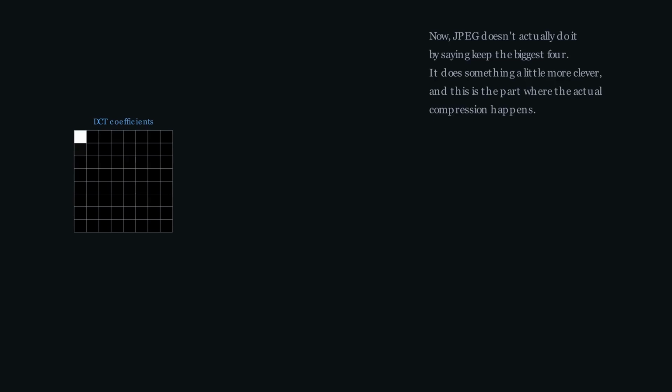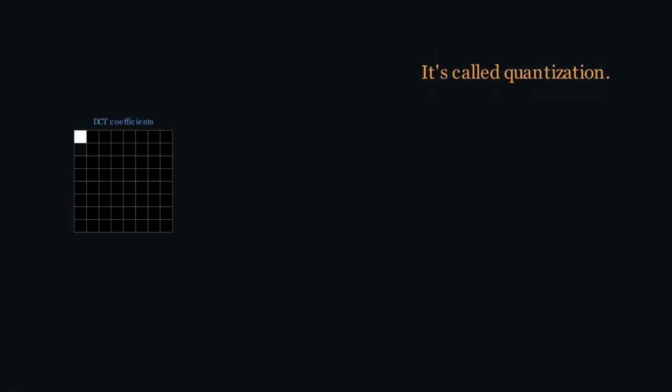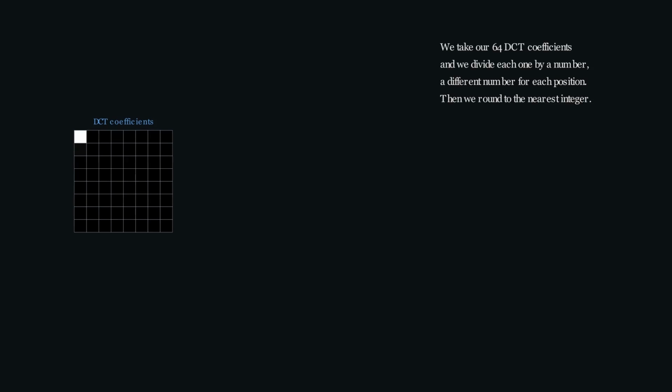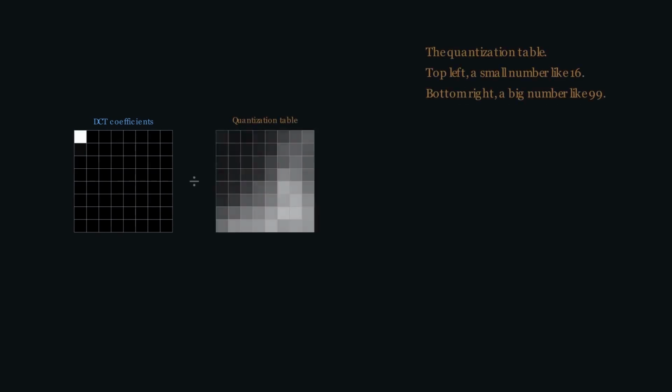Now, JPEG doesn't actually do it by saying keep the biggest 4. It does something a little more clever, and this is the part where the actual compression happens. It's called quantization. Here's the idea. We take our 64 DCT coefficients and we divide each one by a number, a different number for each position. Then we round to the nearest integer. The numbers we divide by, they live in a table, the quantization table.